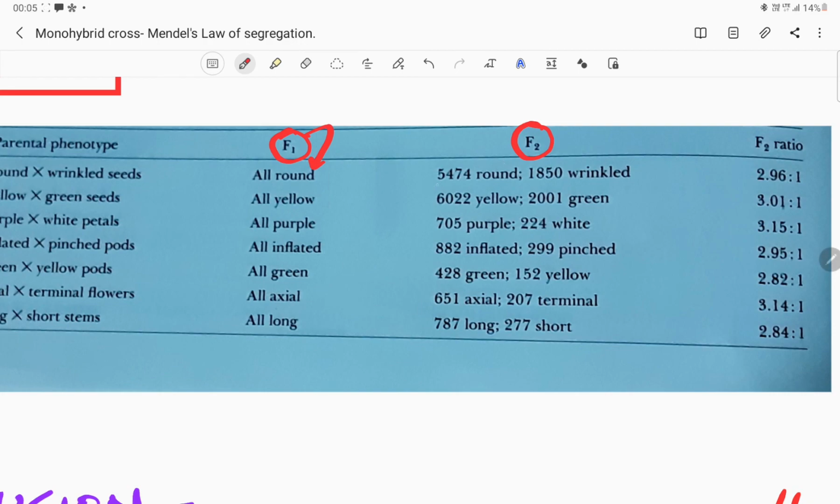Now in the second generation, he found 5,474 round seeds and 1,850 wrinkled seeds. If you simplify these two, you get a ratio of 2.96:1. This is not exactly 3:1, but it is basically rounded off to 3:1.